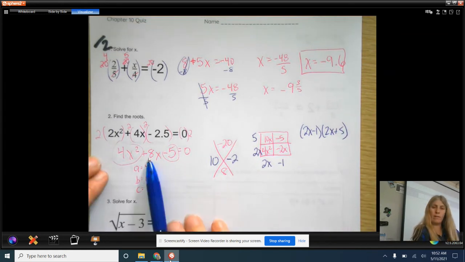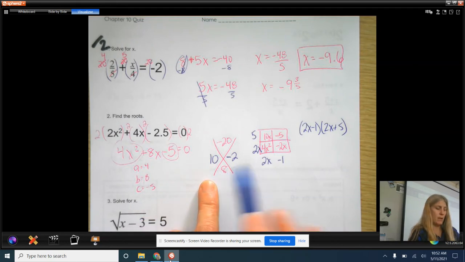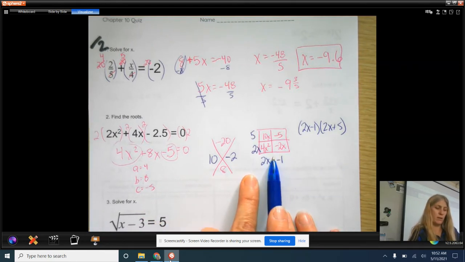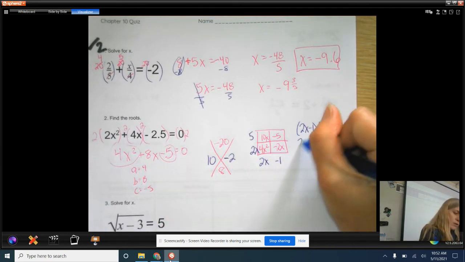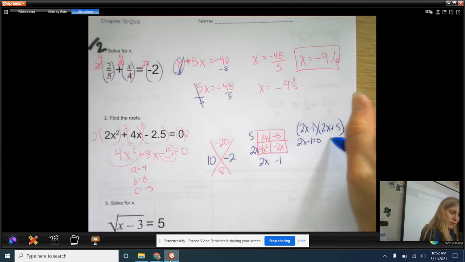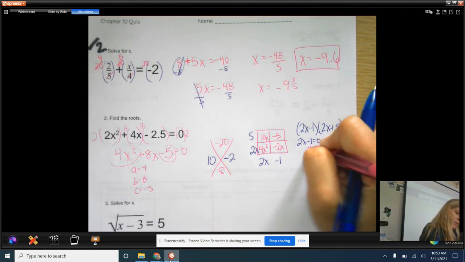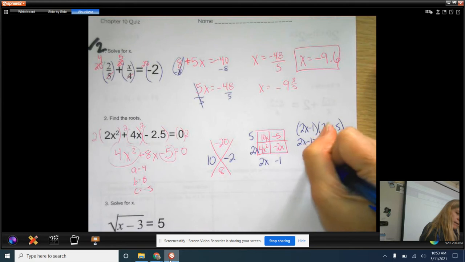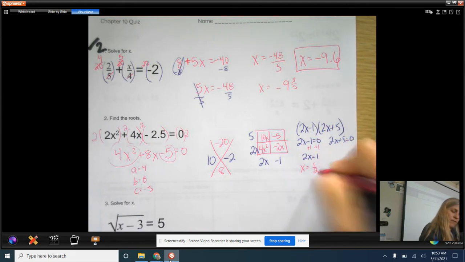So far, 1 point for your rewritten, 2nd point for your diamond problem, 3rd point for your generic rectangle, 4th point for product form. And the last 2 points are going to be for our final roots, where we're setting them equal to 0. So we're going to add 1 to both sides. 2x is equal to 1. x is equal to 1/2, or 0.5.